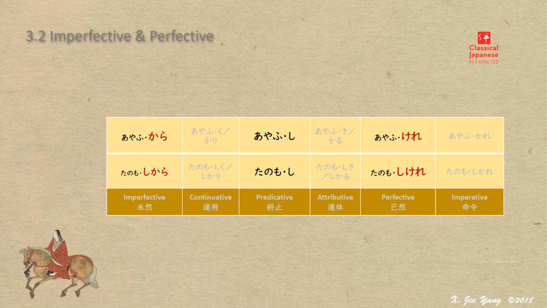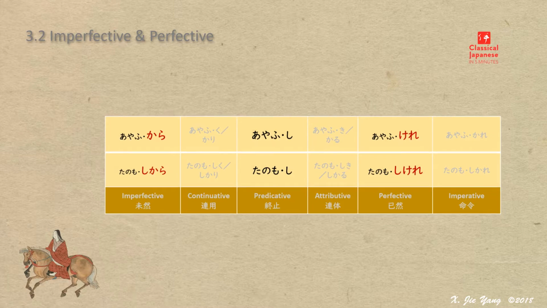The two forms in the discussion here: the imperfective form is used with ず, negative or not such, and む, presumption or probably. Then the perfective form uses ば, assumption or assuming because, and ど, inversion or even though.